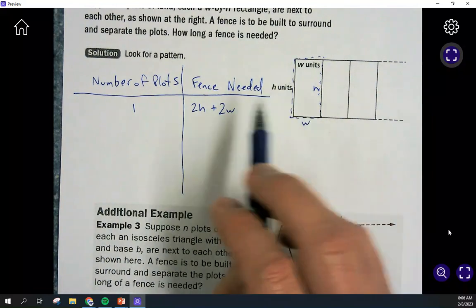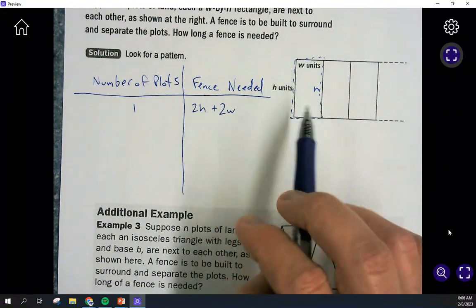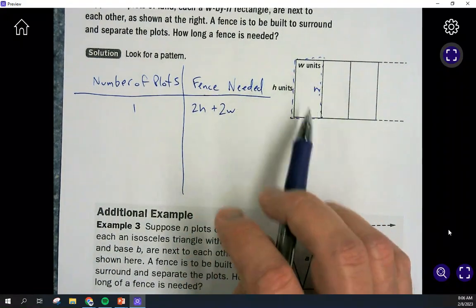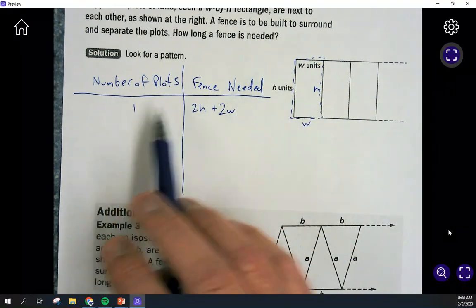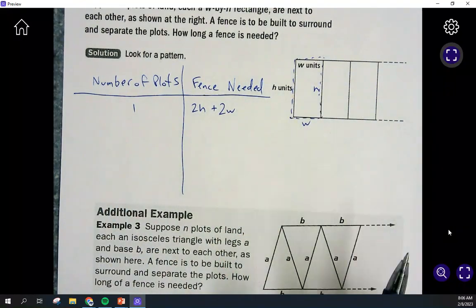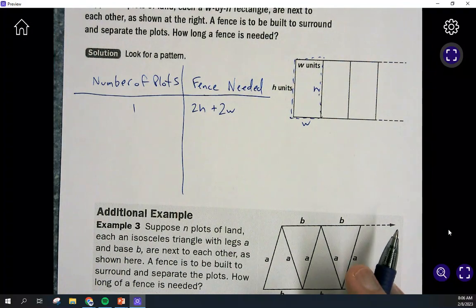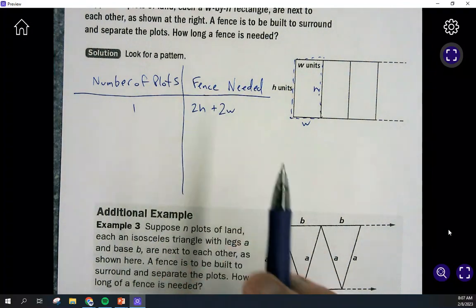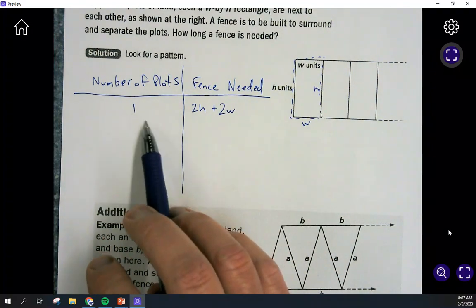So again, if h was 10, that'd be 2 times 10 is 20. If w was 5, 2 times 5 is 10. You would add those up, and that would tell you how much fencing you need for one single plot. Now, a lot of people would think, well, you just double that then, or triple it, or multiply it by however many plots there are.